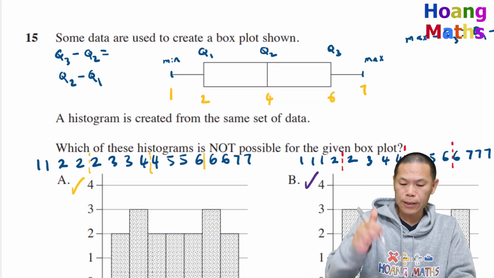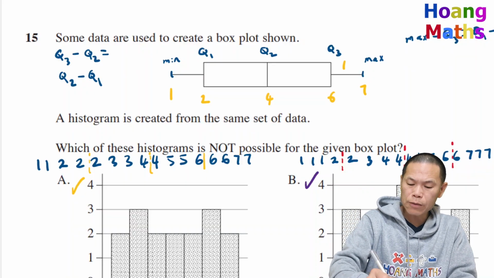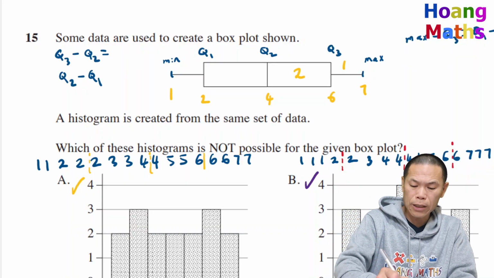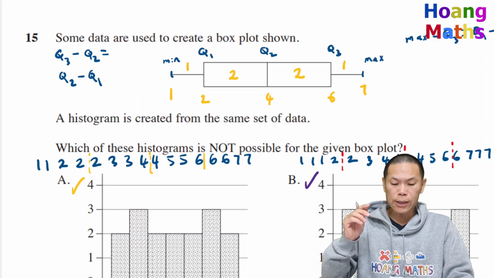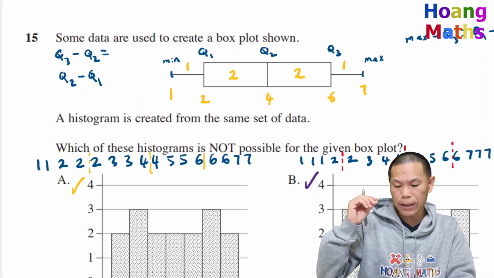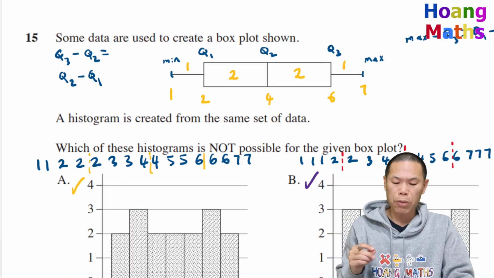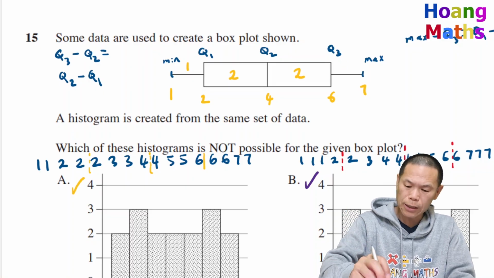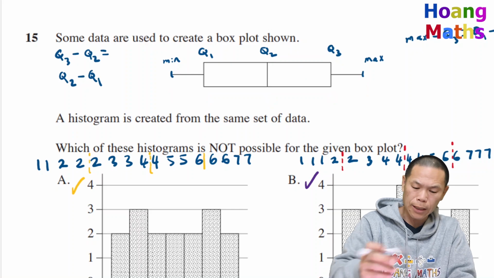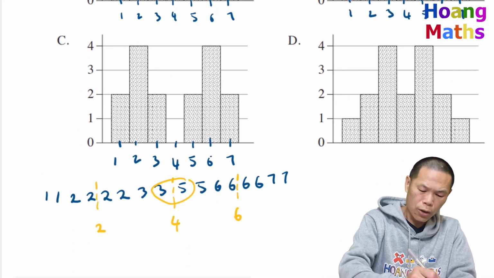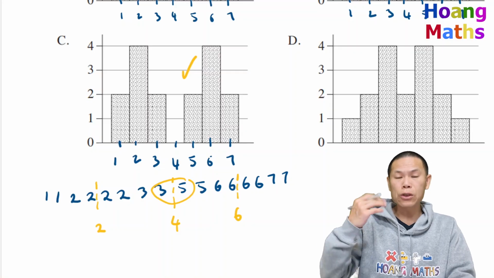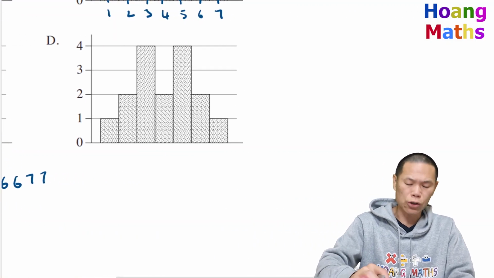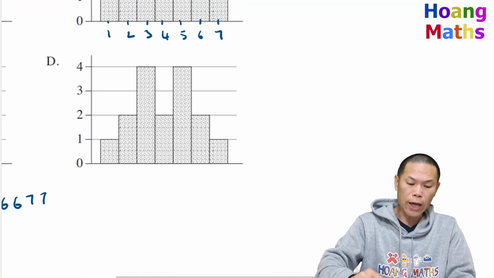7 minus 6 is 1. 6 minus 4 is 2. 4 minus 2 is 2. And 2 minus 1 is 1. So this is actually reflecting on the box and whisker plot as well. Okay, so let me clear this. So the answer should be D, because they're all reflecting on the box plot. So let's just try D. Okay, so we know the answer should be D anyway, but let's try it.